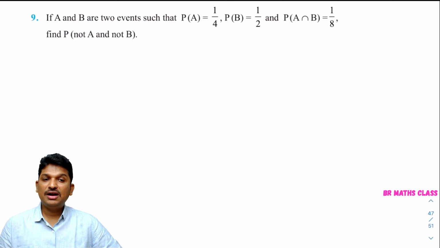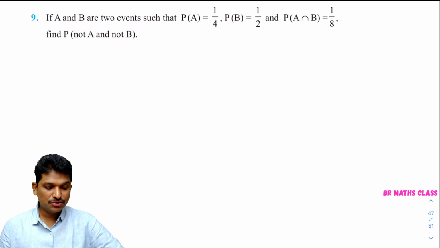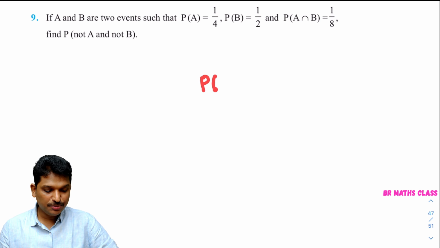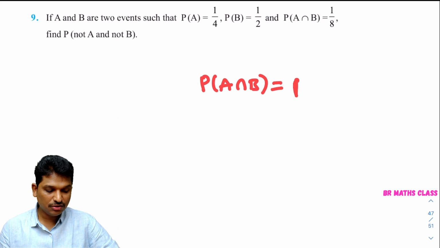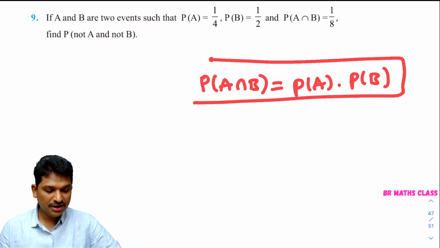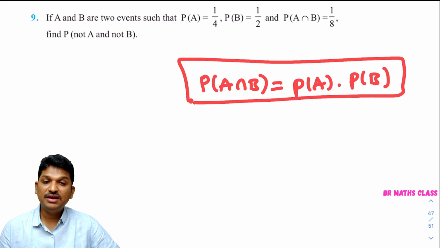And as usual, what things you need to know? What is the hero of this exercise number 13.2? If two events A and B are independent, then we know that probability of A intersection B equals probability of A into probability of B. So if they give that A and B are independent events, then we can use this result, probability of A intersection B equals probability of A into probability of B.